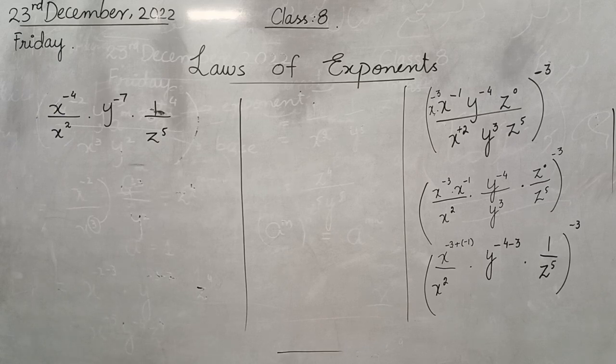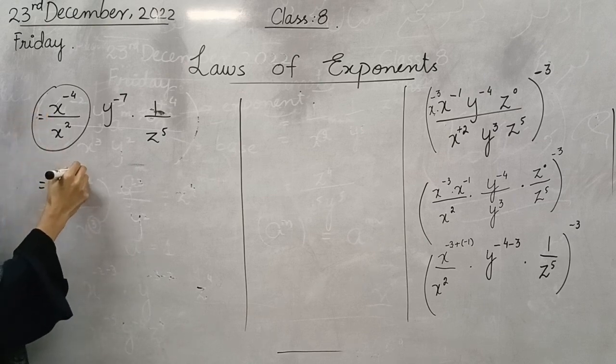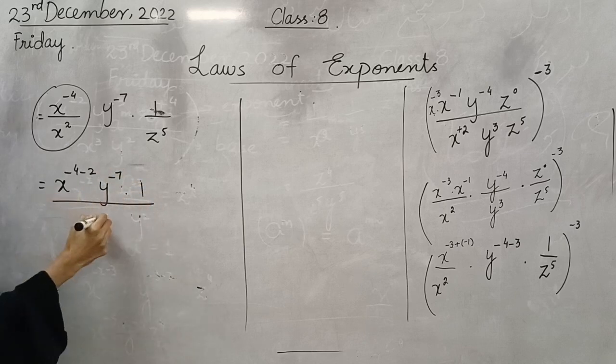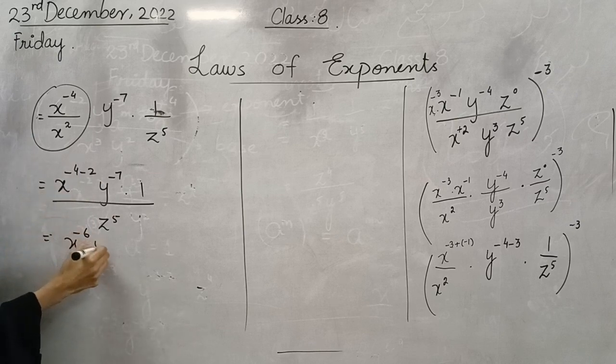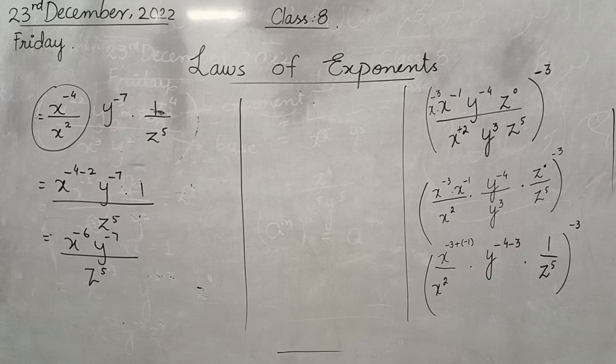Next step is to again simplify these two bases which are same with different exponents. So we will, minus 4 minus 2, y raised to power minus 7 dot 1 over z raised to power 5. Minus 4 minus 2 is minus 6, y raised to power minus 7 over z raised to power 5. Is this the last step? No. So what will be the last step? Who will tell me? See this and tell me.